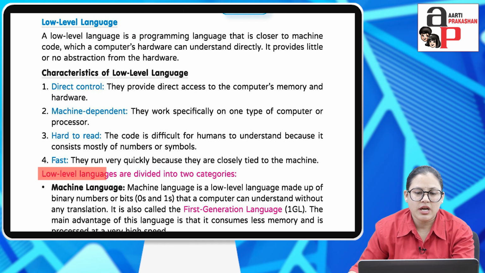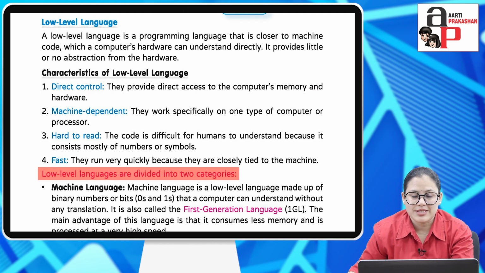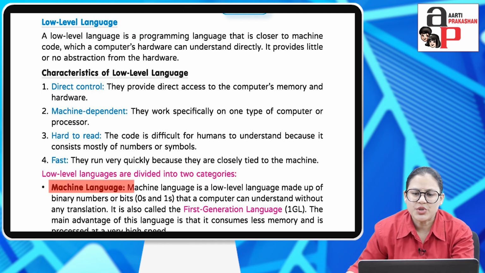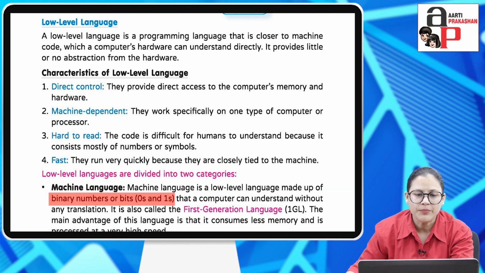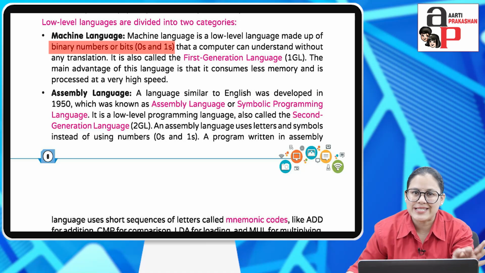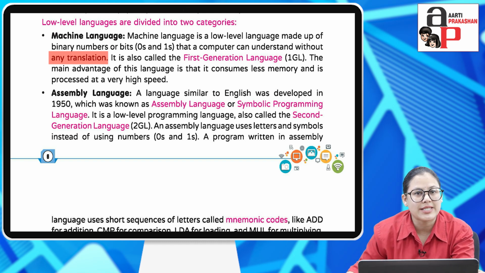Low level languages are divided into two categories. One is machine language. Machine language is a low level language made up of binary numbers or bits, that is zeros and ones. Binary numbers consist only of 0 and 1, which a computer can understand without any translation, right? The computer understands the language of zeros and ones without any translation.